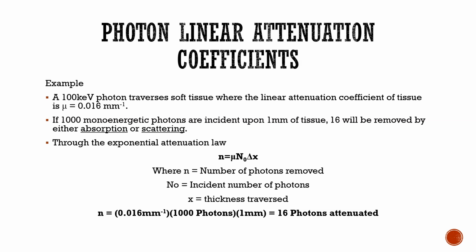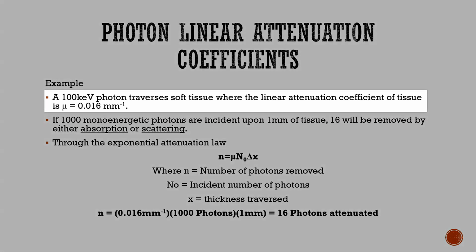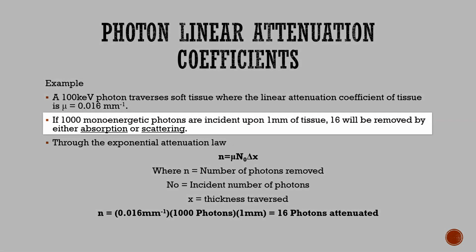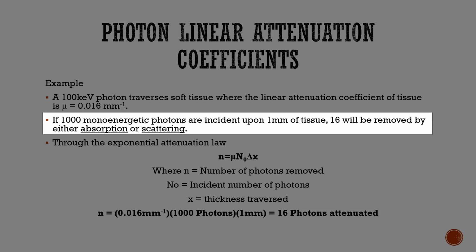Let us now use a very simple example of using the formula below. Take example 1: a 100 kiloelectron volt photon beam traverses soft tissue where the linear attenuation coefficient of the tissue is 0.0161 per millimeter. Now, if the original beam comprised 1000 monoenergetic photons and they're traversing a 1 millimeter thickness, then 16 will be removed either by absorption or scattering.